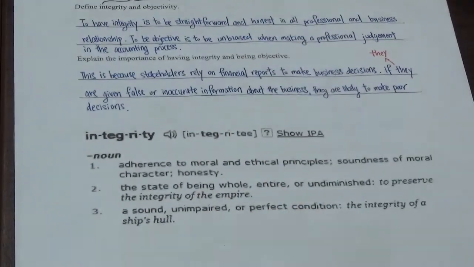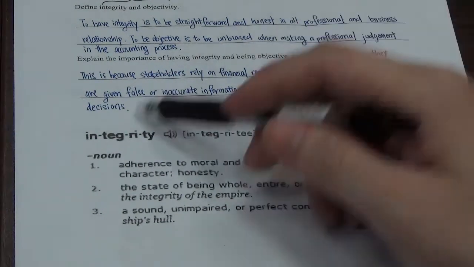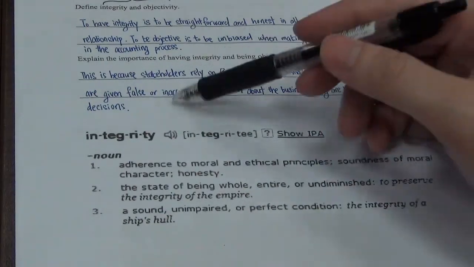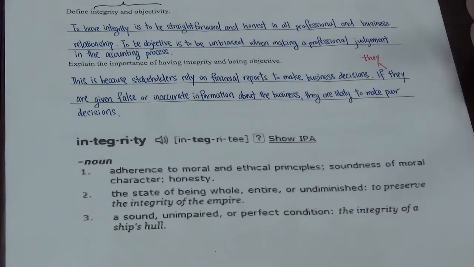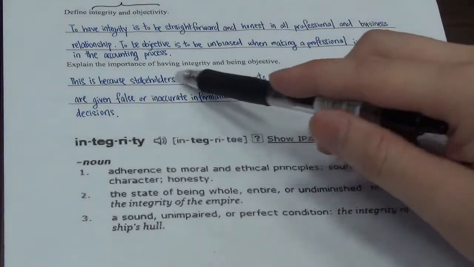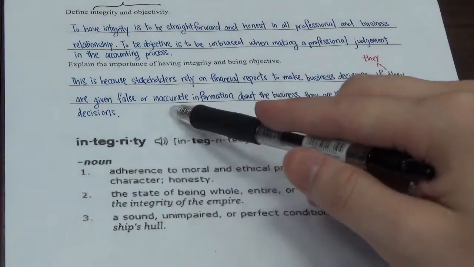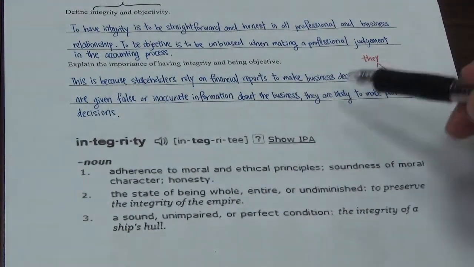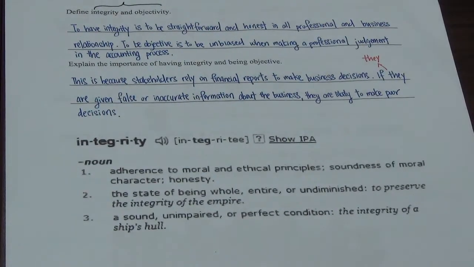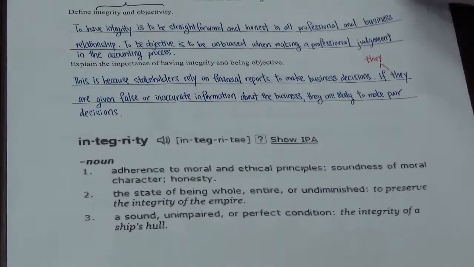Next is explaining the importance of having integrity and being objective. This is because stakeholders rely on financial reports to make business decisions. Stakeholders are counting on you to give them accurate financial information. In the event you don't have integrity or are not objective, what will happen? If they are given false or inaccurate information about the business, they are likely to make poor decisions. They will suffer because of your inaccurate or poor information. That's all for worksheet 1.